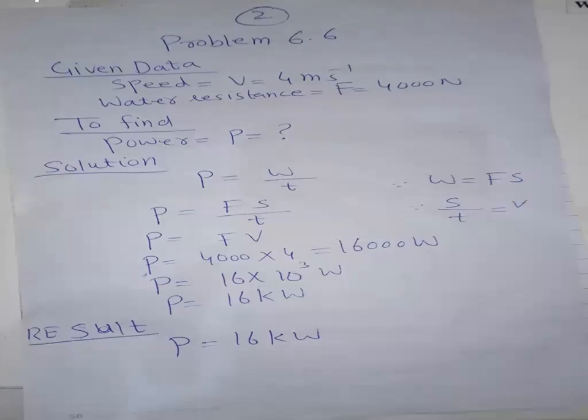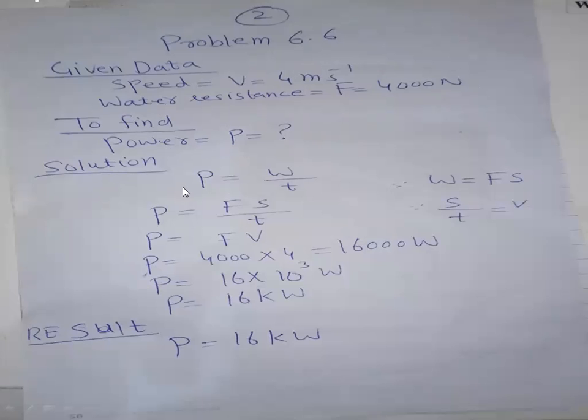We need to find the power in this numerical. I'm going to write the given data. Speed v is equal to 4 meters per second, and the water resistance is denoted with capital F, which is also given to be 4,000 Newton. In this numerical, what is asked? Asked is power. Power is denoted with capital P.